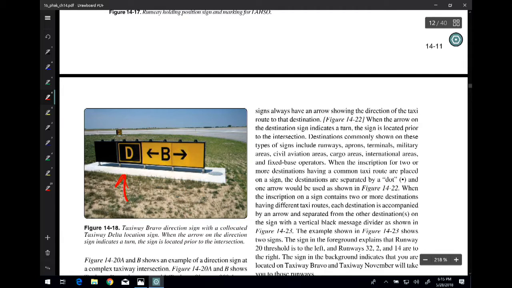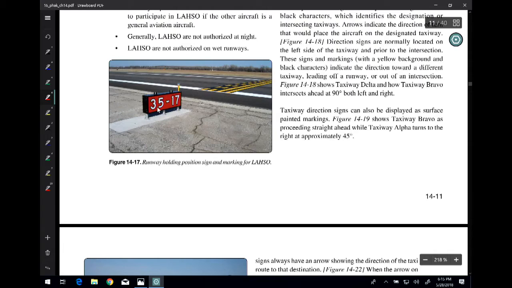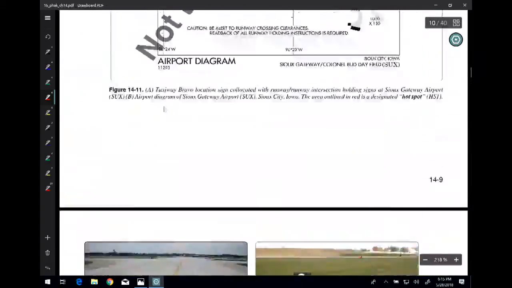Taxiway marking signs are going to be yellow with black letters, or they can also be black with yellow letters. Runway marking signs are going to be red with white letters, okay? So runway holding position signs are what color? And that I think we see right here. So with this, red with white, okay? This is where they're going to be, red with white letters. So runway red.